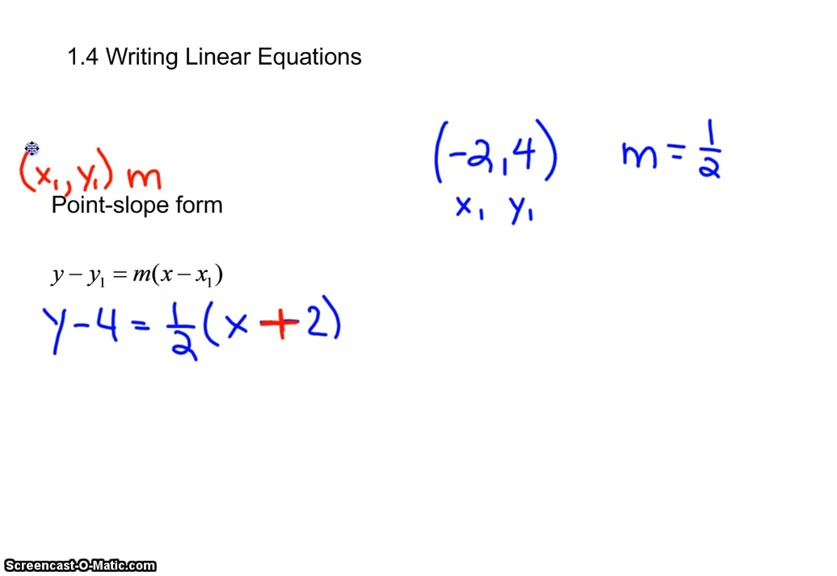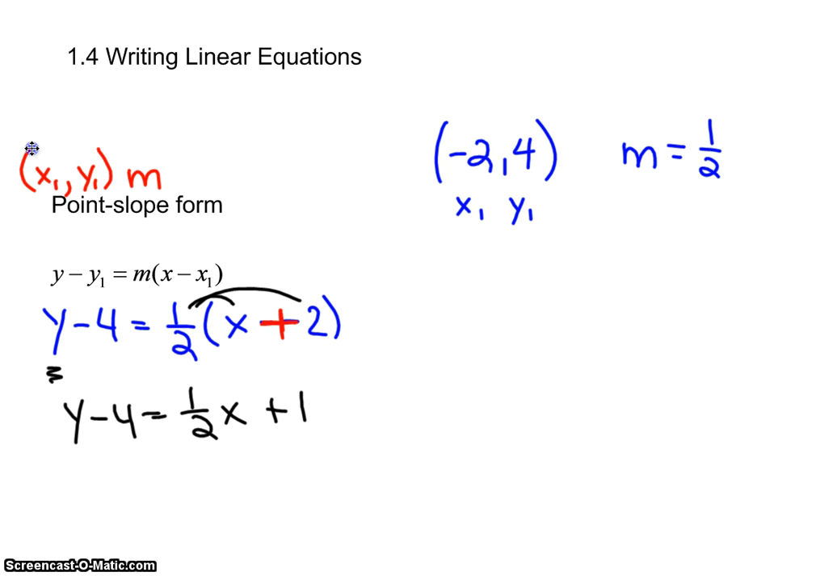Now, if they ask you for an equation, this is an equation. But at the same time, we can rewrite this equation in other forms, depending on what we need to use it for down the road. We could rewrite this into slope-intercept form. And if we write it in slope-intercept form, our goal is to get that y all by itself. So my first step there would be to get rid of my parentheses. So I'm going to distribute the 1/2 through.